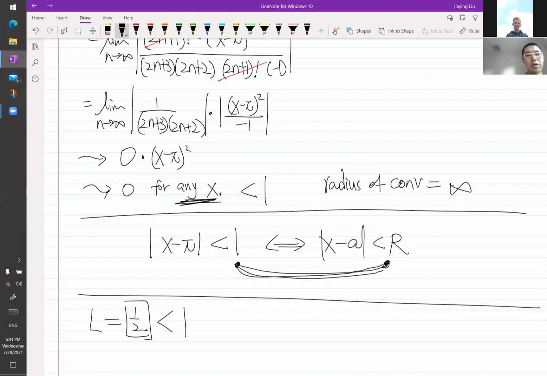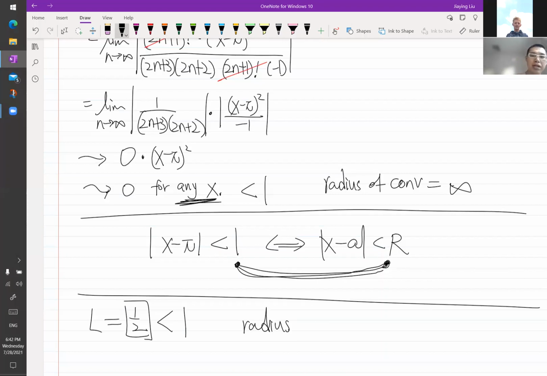Yes. So if you do all the work and end up with just 1/2 after we take the limit, there's no x there, just 1/2. That will always be less than 1. So the radius of convergence is infinity.